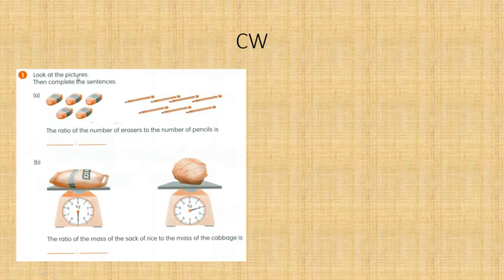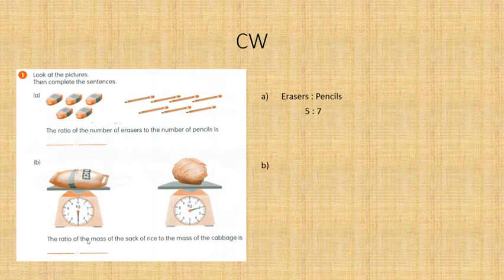Okay, here, look at the pictures, then complete the sentences. Number A, I need to know the ratio of the number of erasers to the number of pencils. So I have to count the number of erasers: 1, 2, 3, 4, 5. And the number of pencils is 1, 2, 3, 4, 5, 6, 7. So the number of erasers to the number of pencils is just 5 to 7. As simple as that, I would just write it down: 5 to 7, and that's it.